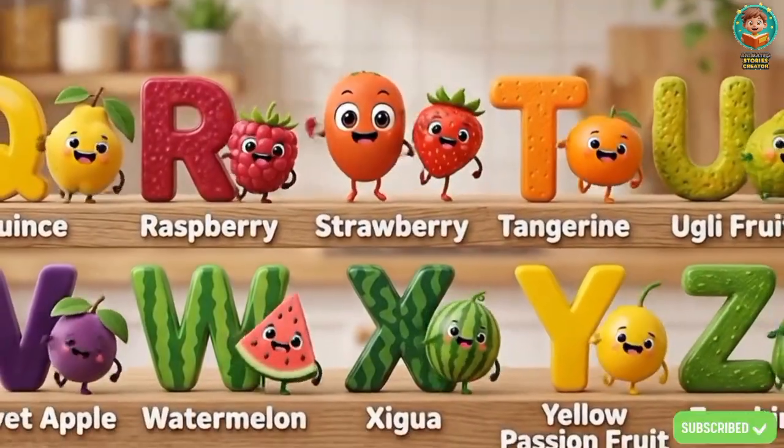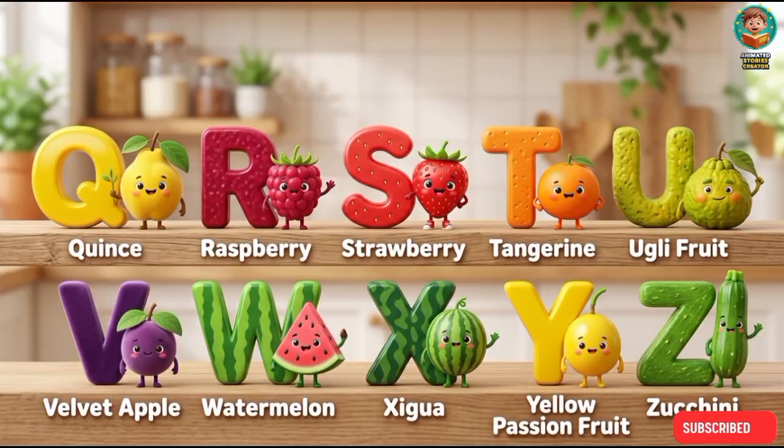U is for ugli fruit. Ugli fruit. V is for velvet apple. Velvet apple. W is for watermelon. Watermelon. X is for xigua. Xigua. Y is for yellow passion fruit. Yellow passion fruit. Z is for zucchini. Zucchini.